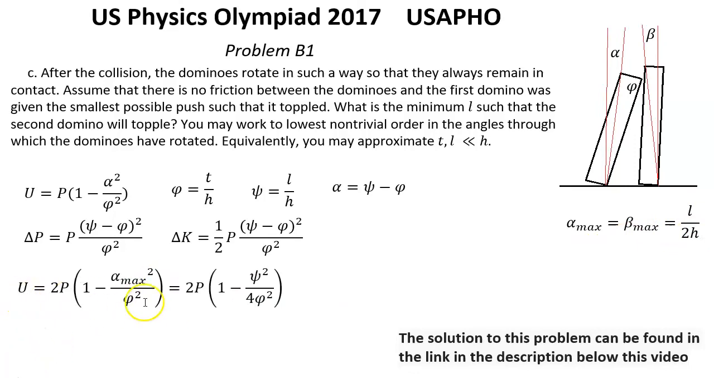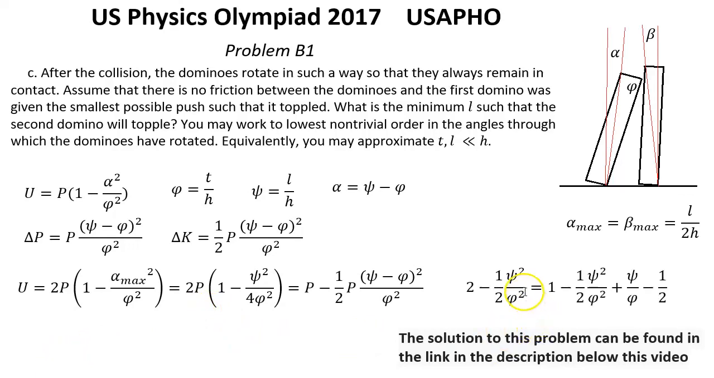This is the potential energy for both dominoes in the highest position after collision, and that must be equal to the initial energy right after collision. That will be the initial potential energy, which is P, minus the energy lost during collision, which is this expression. And now we can cancel P and do this equation.